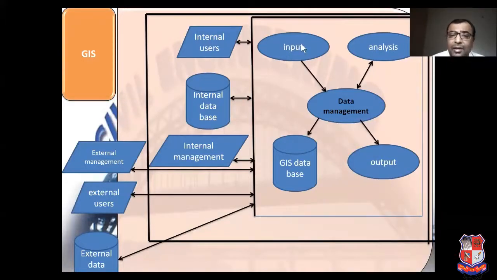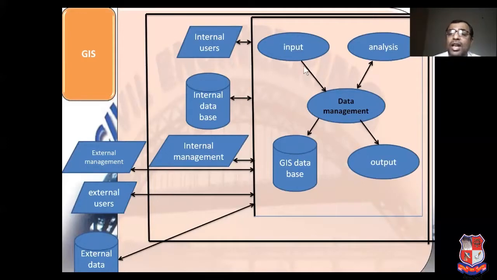You can see here this thing. This is the most important part of the GIS. We require the output. Output means we require the solution of our problem. So by using the GIS, how will we get the solution of our problem?